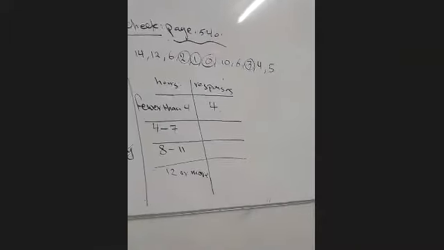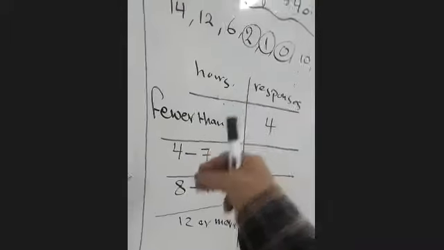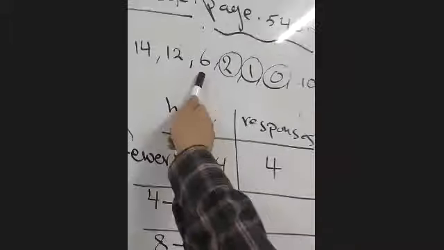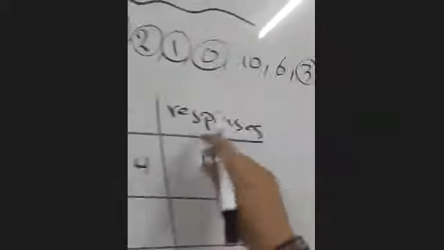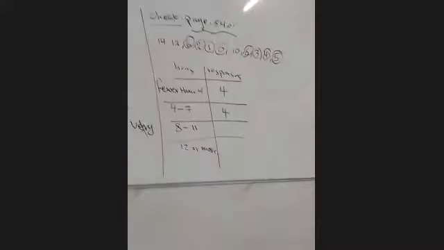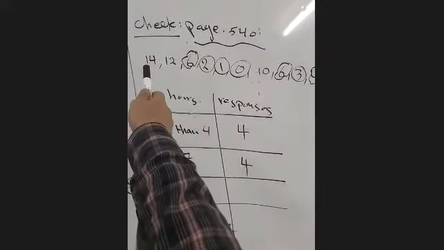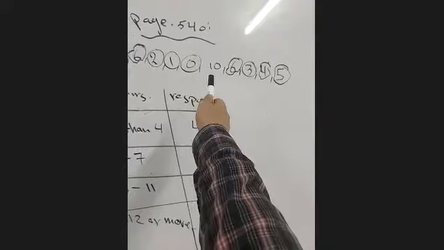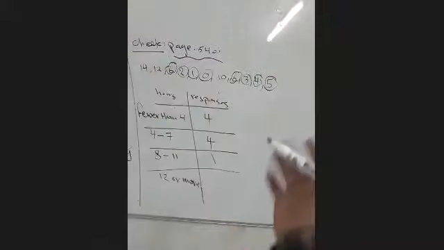But from 4 to 7, Omar, including 4 and 7. This one? No. This one? Yes, 1. This one? Yes, 2, 3, 4. So we have 4 responses from 4 to 7, right? Yes. From 8 to 11, this one, no. This one, no. This one, yes. How much? 1 only from 8 to 11. 12 or more, how much? 2. 12 and 14.